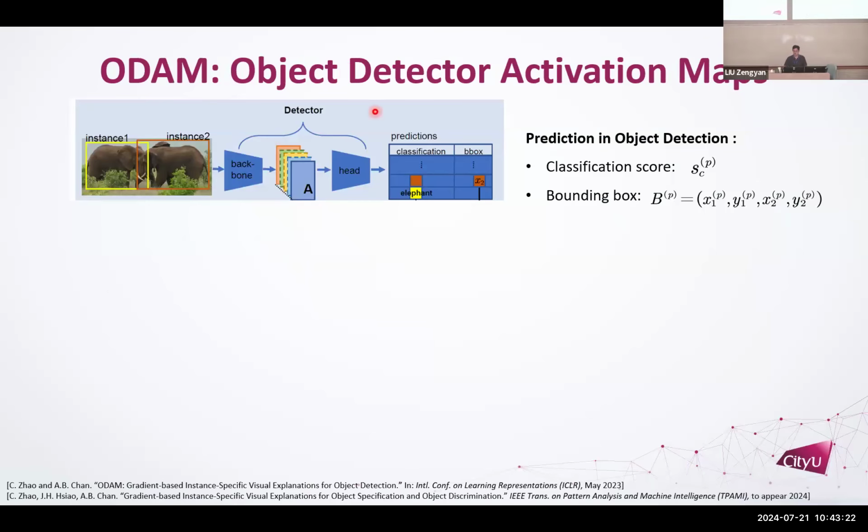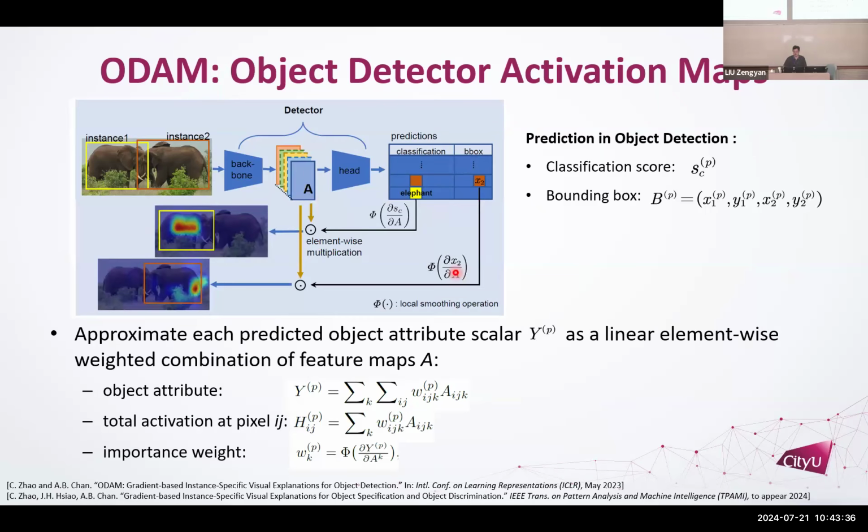So this is our object detector activation maps. Here's an example image. We extract some features. These are the feature maps. Then we have the head that predicts the class label and the bounding box. To construct the heat map, we simply take the gradient of one of these predictions, like the class score, with respect to the feature map A. Then we multiply by the feature map A, and that gives us explanation H.